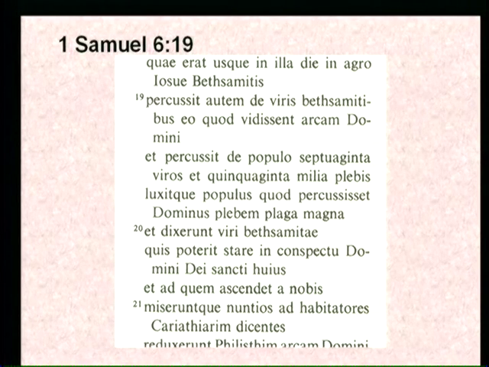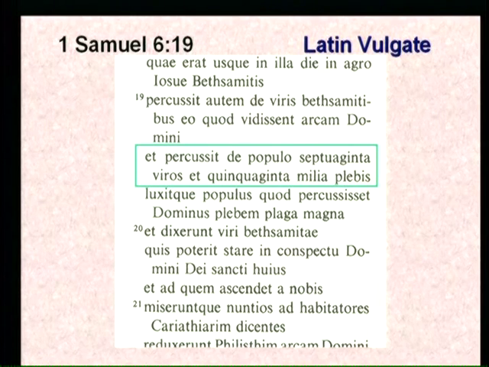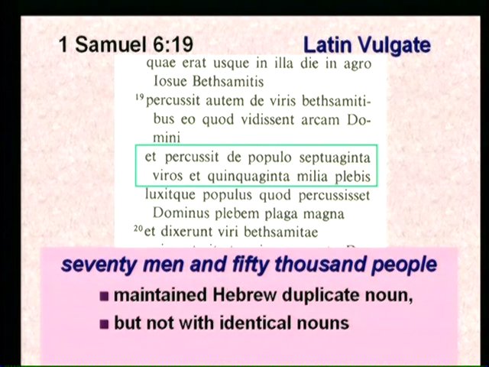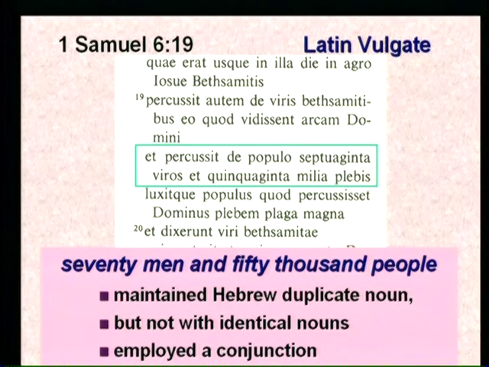We go to the Latin Vulgate, and we check it. And we find in the Latin Vulgate, et percussit de populo septuaginta viros et quinquaginta milia plebis. And that says, and he struck the people, or out of the people, 70 men and 50,000 people. Very slight change there, a little bit of difference, from viros, men, to plebis, citizens or people. And in the textual critical apparatus of the major textual critical volumes on the Vulgate, there is no indication of any variant readings. They maintained the Hebrew duplicate noun, but not with identical nouns, some form of variety, perhaps some way of trying to explain, and employed a conjunction. And yet it's still 50,070.